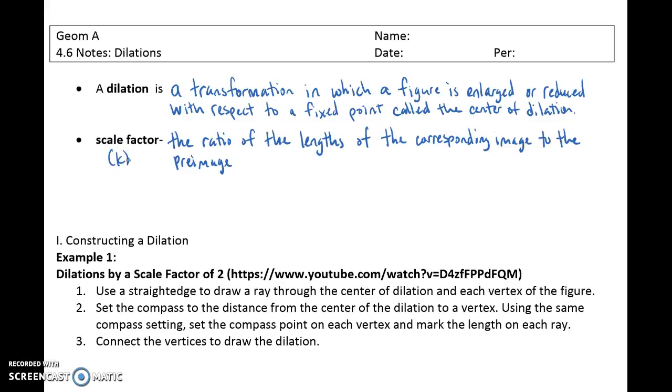And you have two scenarios. We can either get bigger or smaller. So if K is greater than 1, then this is an enlargement, so it's going to get bigger. If K is between 0 and 1, then it's a reduction, meaning it gets smaller. And then finally, it is possible for K to be negative. If K is negative, then the dilation is also going to be a 180-degree rotation.